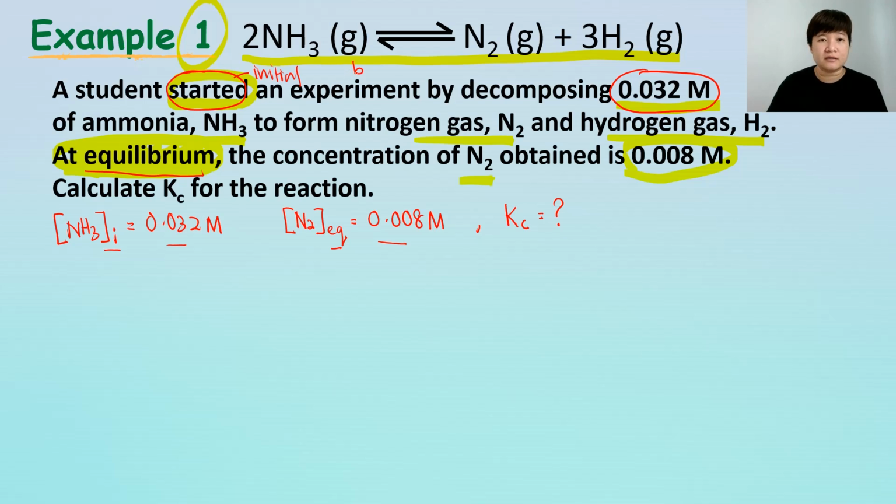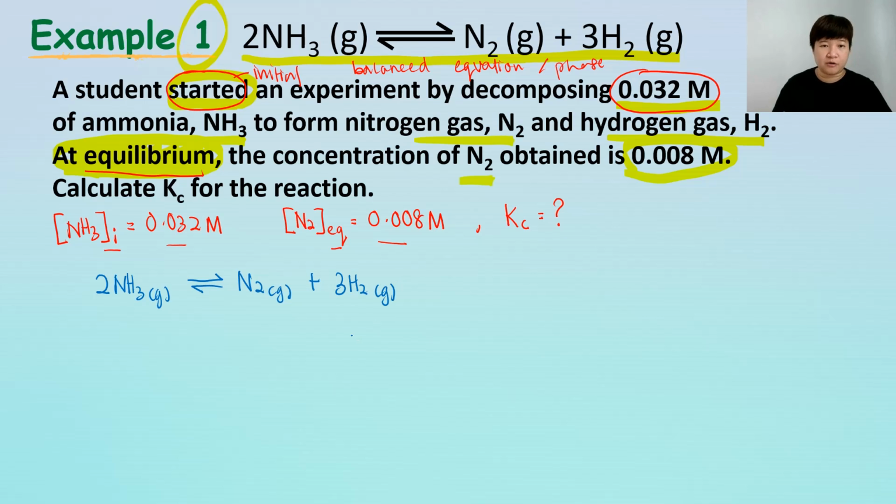Starting with step 1, the balanced chemical equation. You already have the balanced equation over here with the correct phases. Therefore, we can move to the second step, which is your I.C.E. table. To start off your I.C.E. table, make sure you copy the balanced chemical equation correctly: 2 mole of ammonia gas, reversible arrow, 1 mole of nitrogen gas, and 3 mole of hydrogen gas. Make sure you copy them correctly.